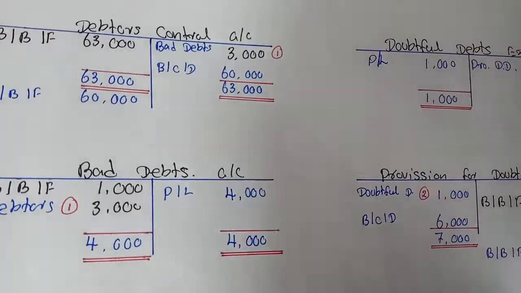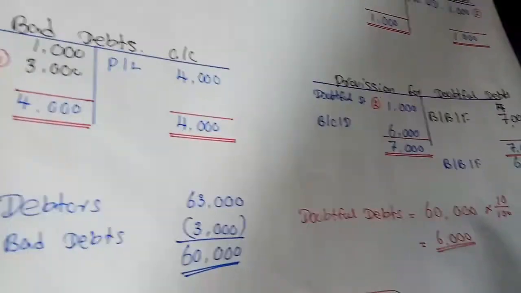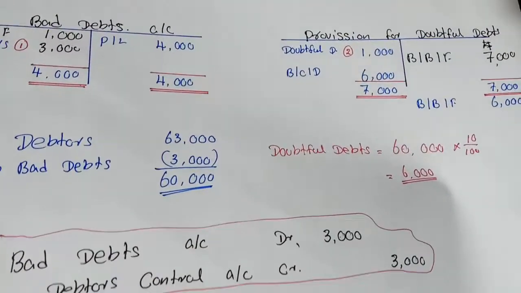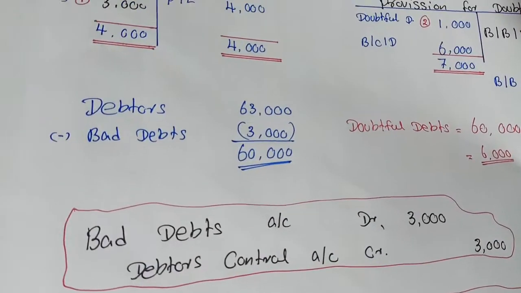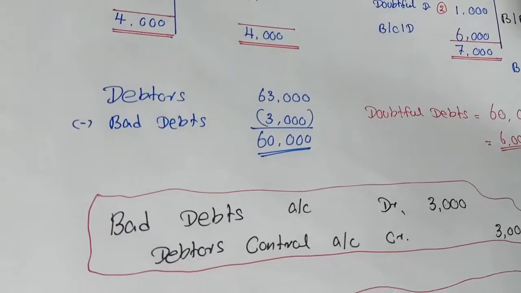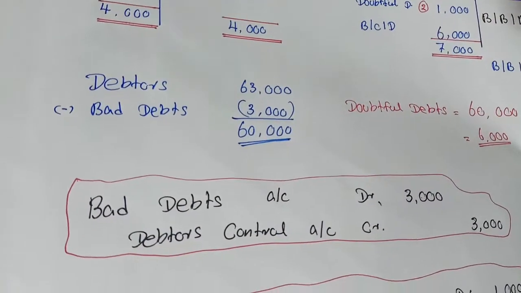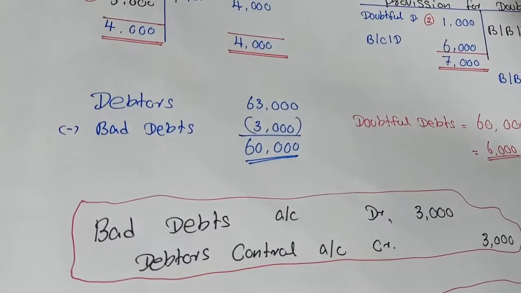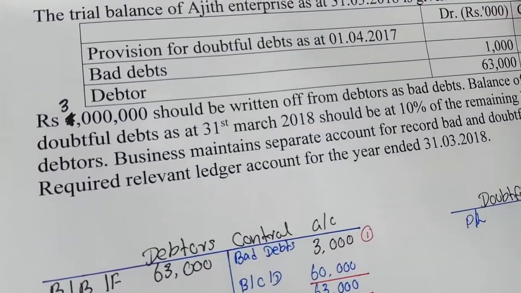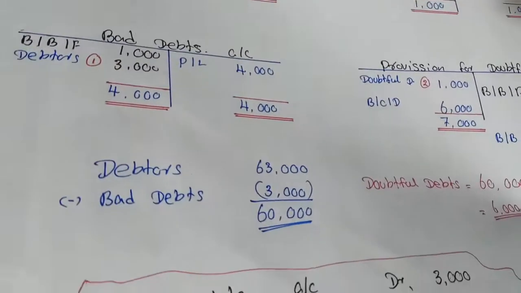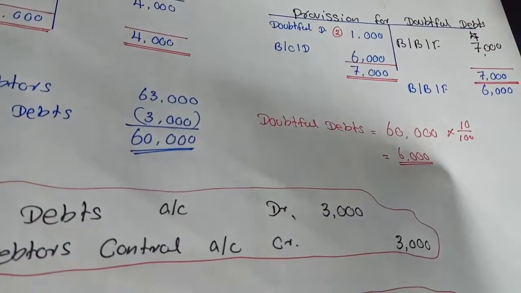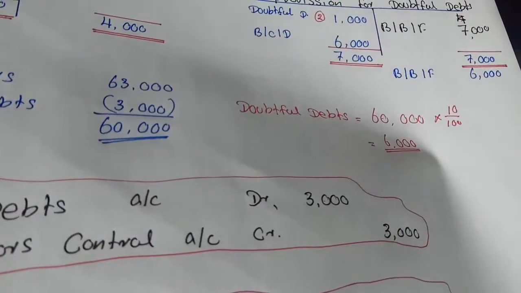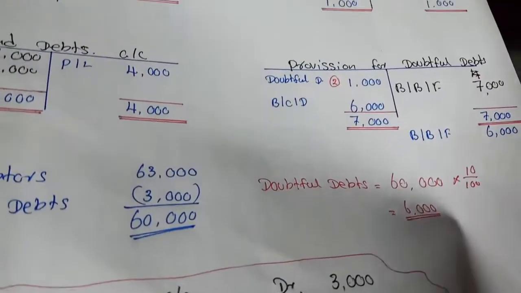Then you have to calculate doubtful debts value based on the remaining debtor balance. Remaining debtor balance: debtors in the trial balance we can see 63,000 minus bad debts included in the additional information. Only 3,000, not 5,000, not 4,000. Only 3,000 bad debts included in the additional information should be deducted from debtor. Therefore, debtors remaining balance equals 60,000. Therefore, doubtful debts equals 60,000 into 10%, 6,000. Right, now how to record?